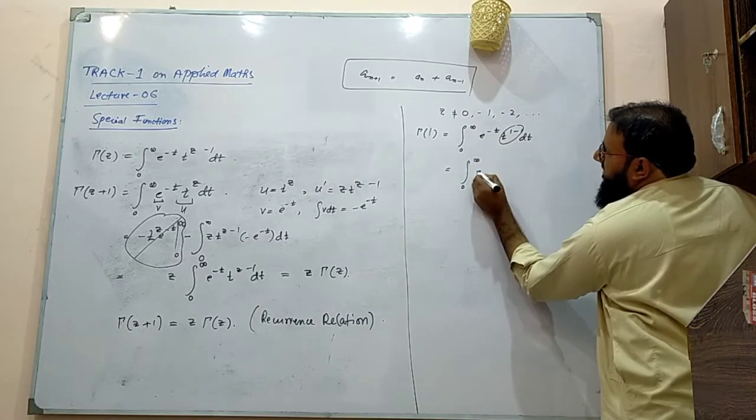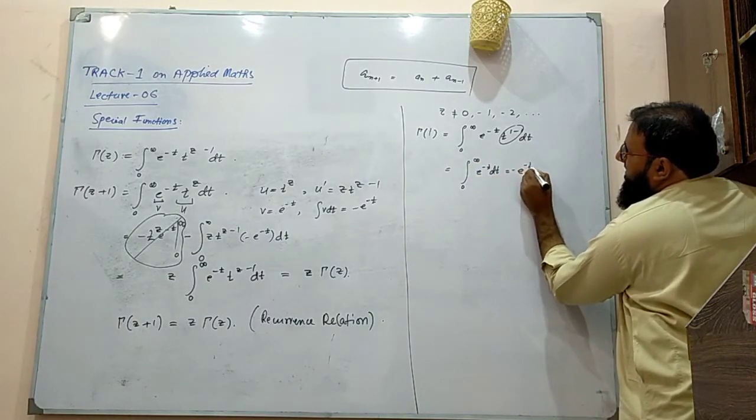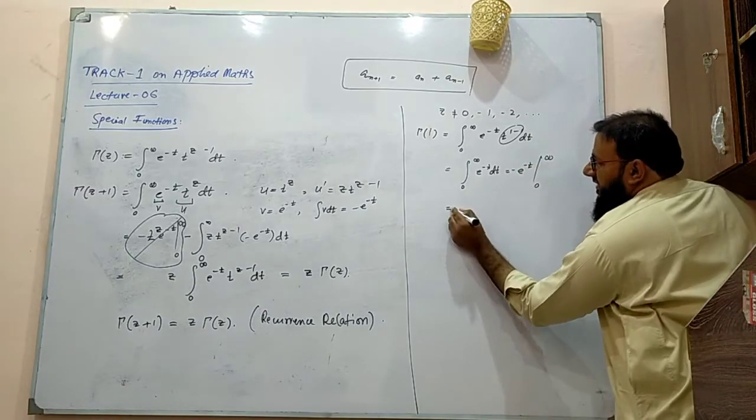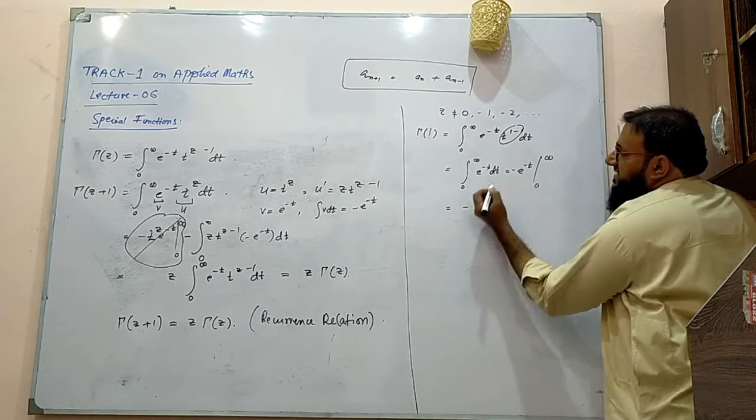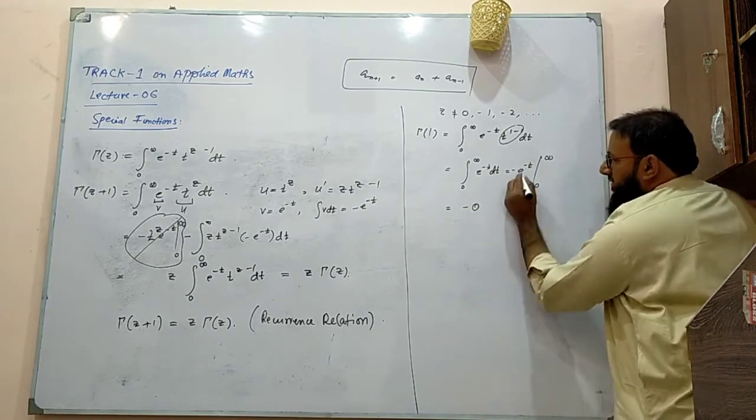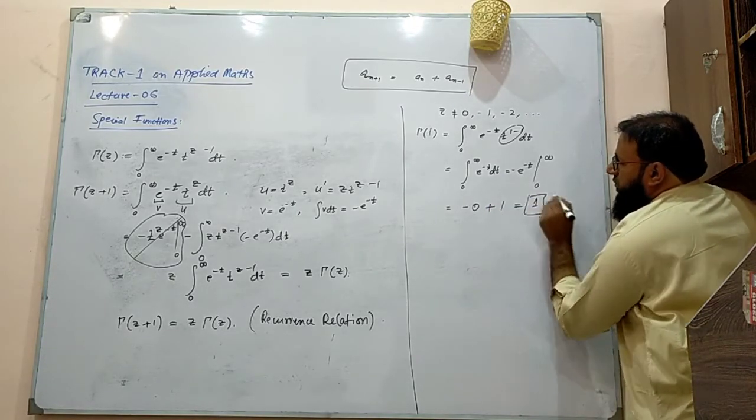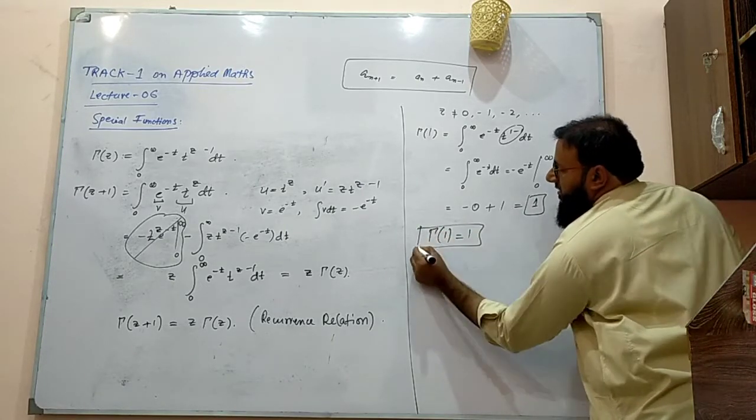The integral from 0 to infinity of e power minus t dt would be minus e power minus t with the limit 0 to infinity. If I apply the upper limit, minus e raised to minus infinity is going to be 0, and minus into minus plus e raised to 0 is going to be 1, so my answer is 1. So gamma of 1 is going to be 1.